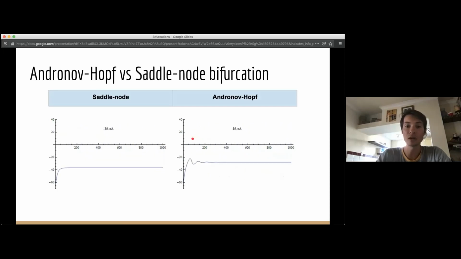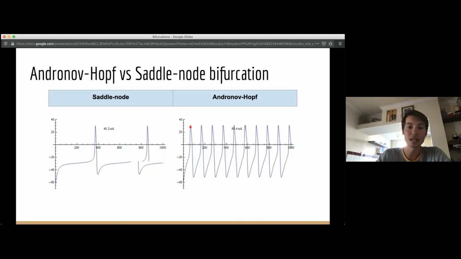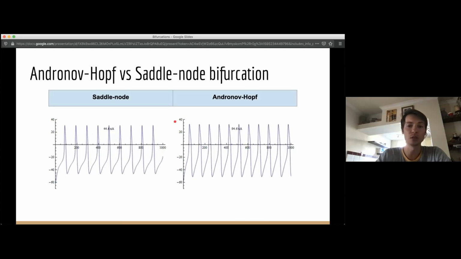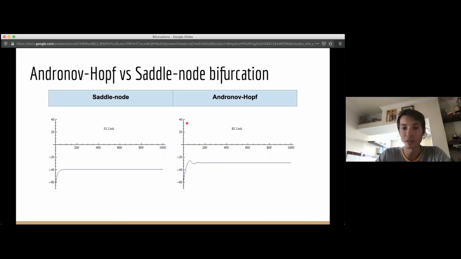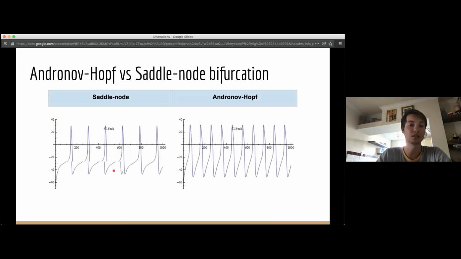Also on the right hand side, you can see that this amplitude stretches almost to 40 millivolts, whereas on the left hand side it is fairly stable.